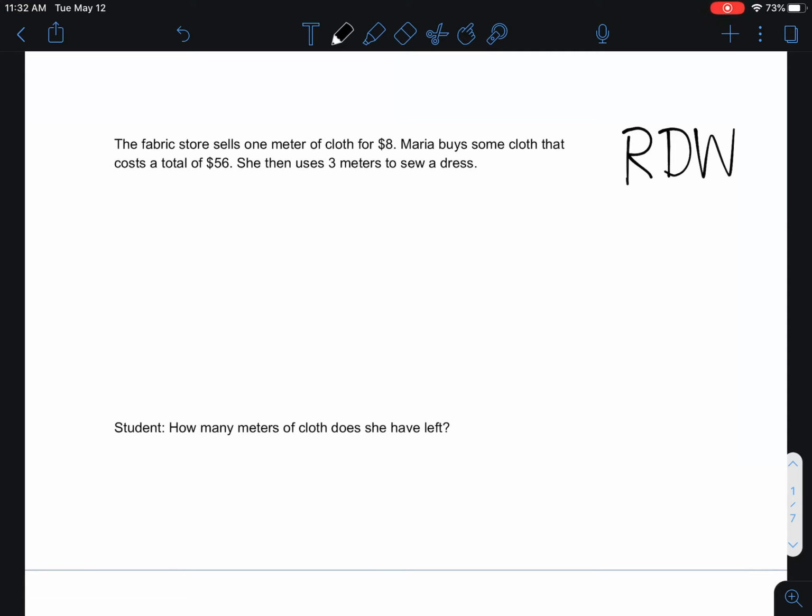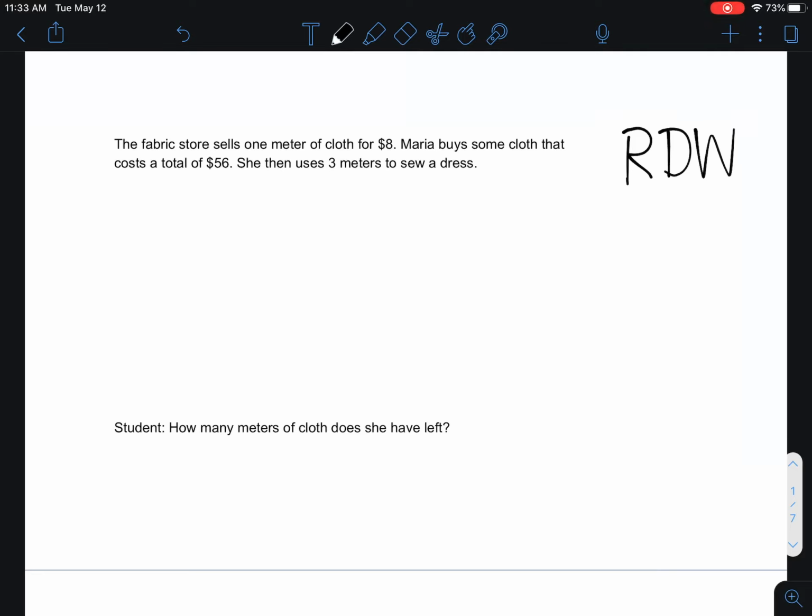Read. The fabric store sells 1 meter of cloth for $8. Maria buys some cloth that costs a total of $56. She then uses 3 meters to sew a dress. How many meters of cloth does she have left?